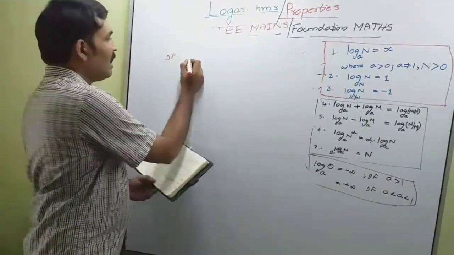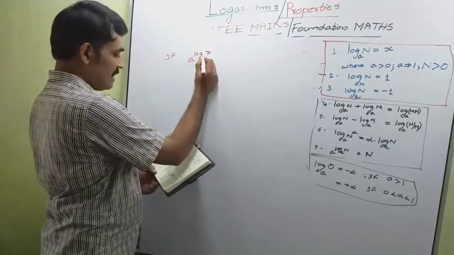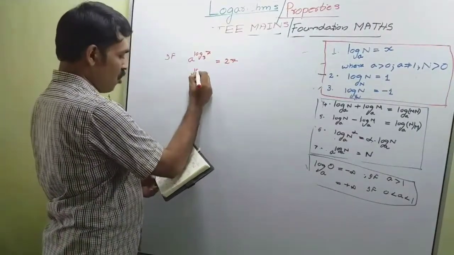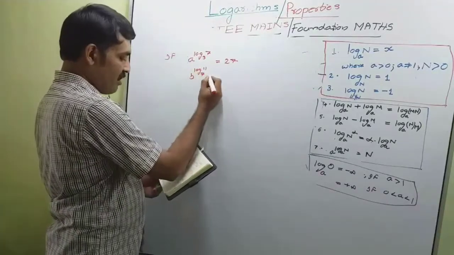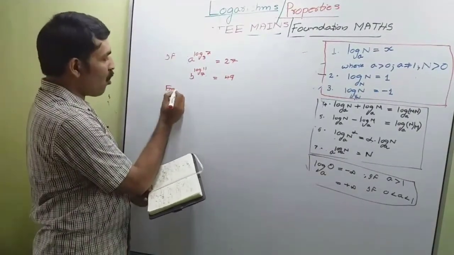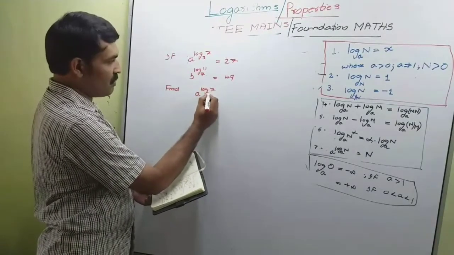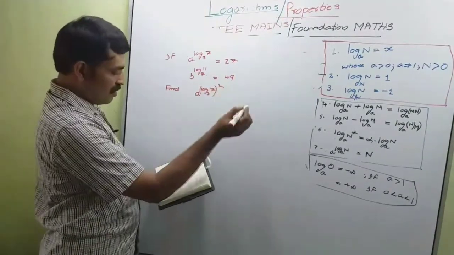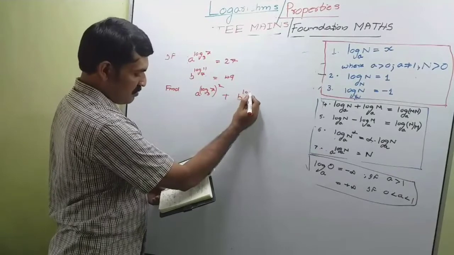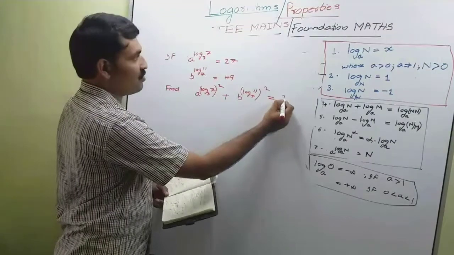If a raised to log 7 to the base 3 is given as 27, and b raised to log 11 to the base 7 is equal to 49, then find the value of (a raised to log 7 to the base 3) whole square plus (b raised to log 11 to the base 7) the whole square is equal to question.